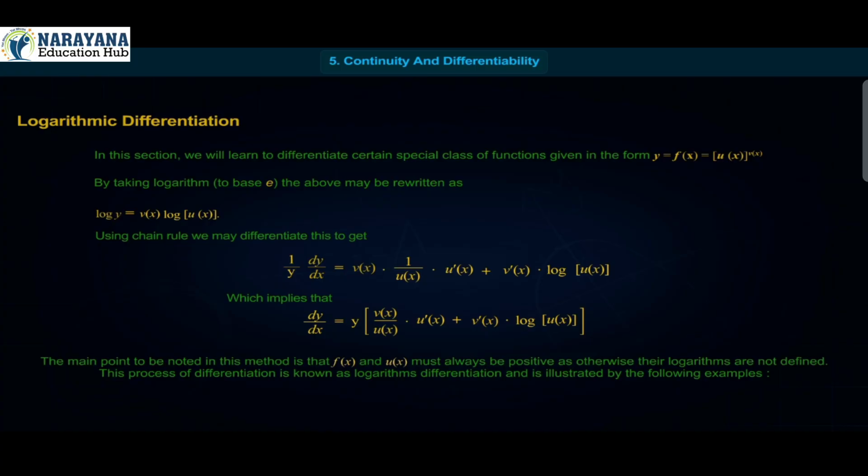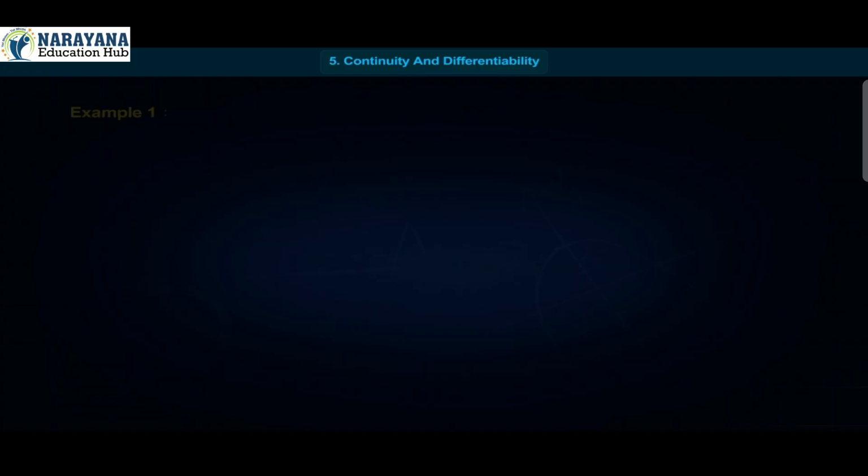The main point to be noted in this method is that f of x and u of x must always be positive, as otherwise their logarithms are not defined. This process of differentiation is known as logarithmic differentiation and is illustrated by the following examples.